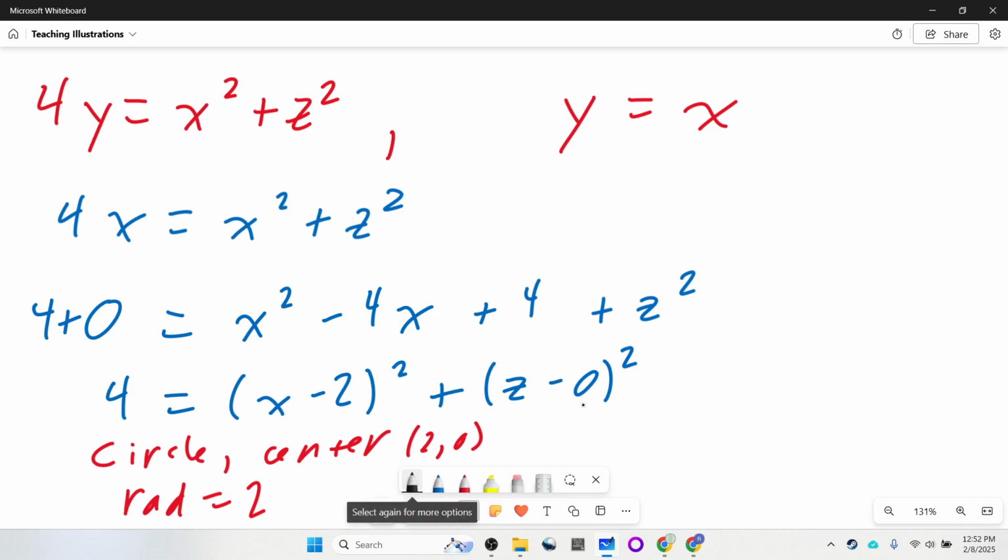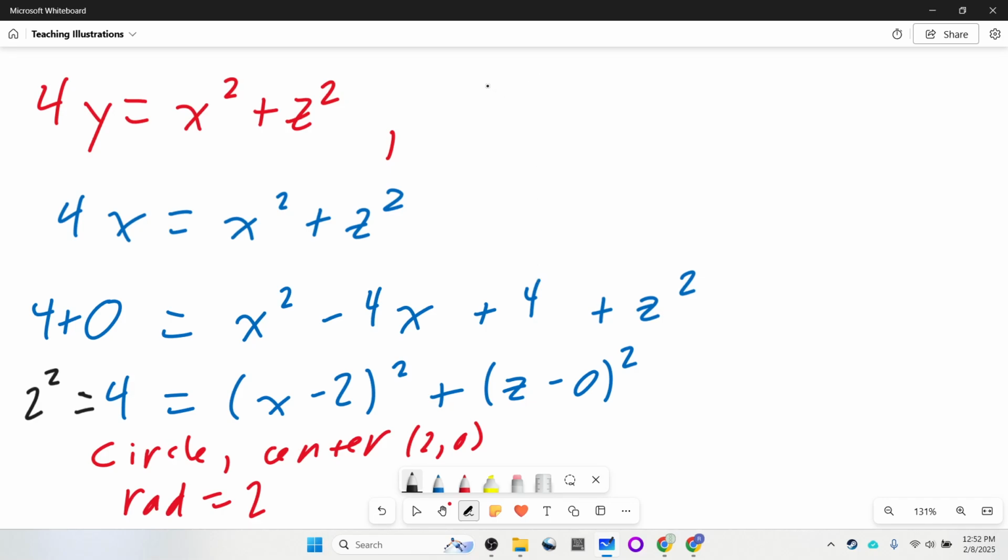Now, how do we parameterize this? Because we said earlier, x is cosine, y is sine, and now we don't have y, we have z. Well, x, y, z are just names. What we've got is a thing squared plus another thing squared equals 4, or 2 squared. So we can just call this whole piece here cosine, and this whole piece sine.